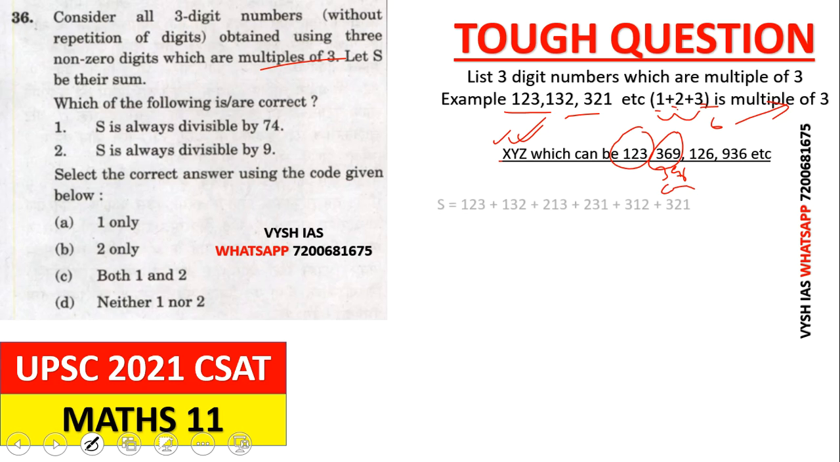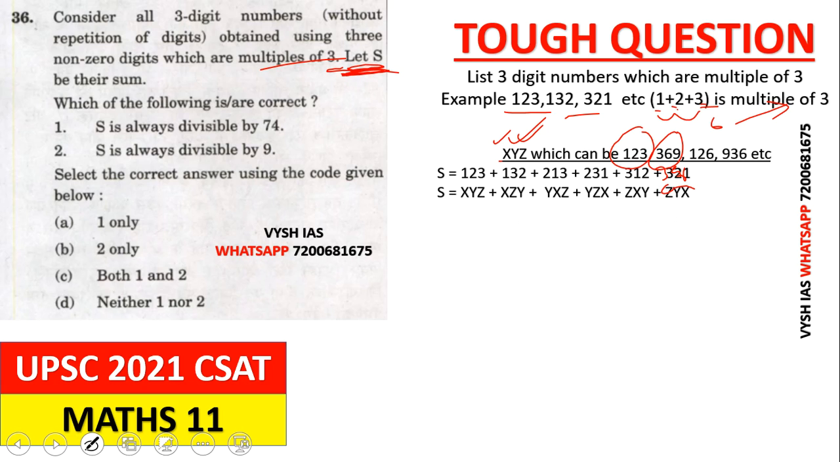Okay, so what they are telling, the sum, here there's something called s. Let s be their sum. S is equal to 123 plus 132 plus and so on, the 6 combinations possible with those digits. Instead of considering each of 123, 369 and all, we'll generalize it with xyz. So S is equal to xyz plus xzy plus yxz plus yzx plus zxy plus zyx.